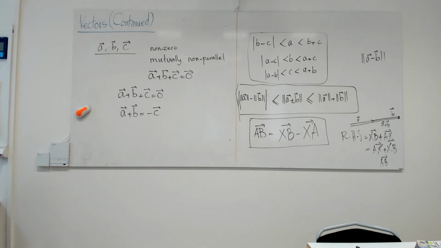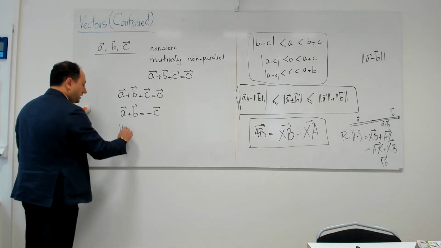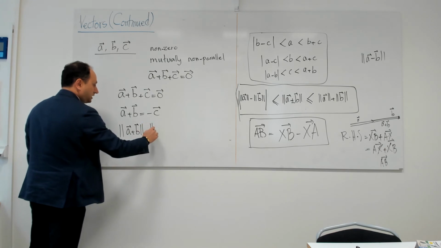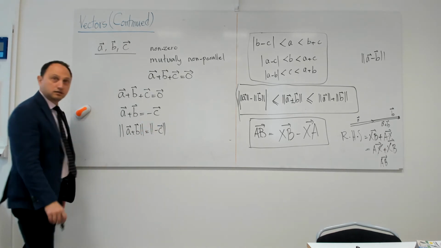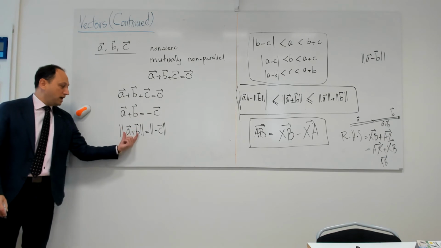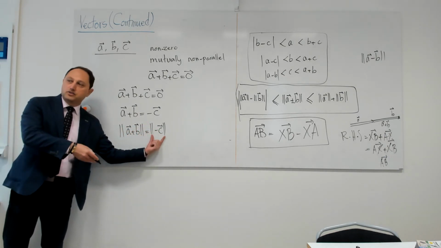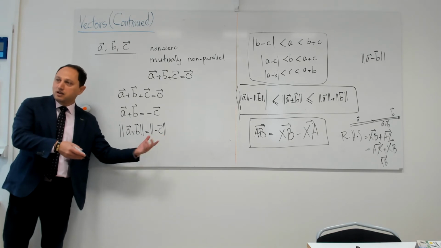So then what? Then the norm of this vector is equal to the norm of this vector. Agree? If two vectors are the same, the length of this one and the length of that one is the same. But what can I write for the length of minus C? It's exactly the same as the length of C itself.